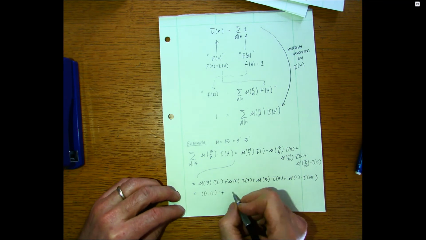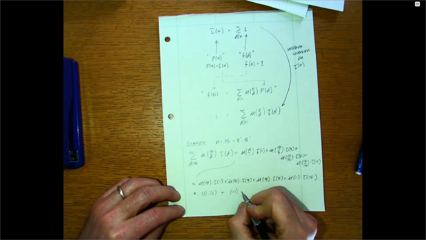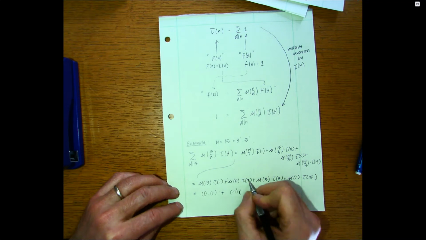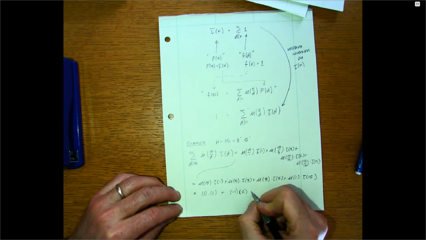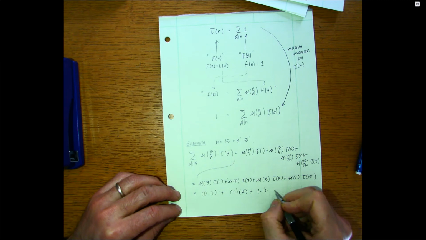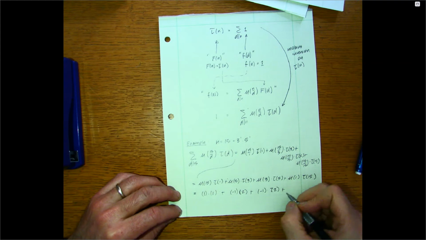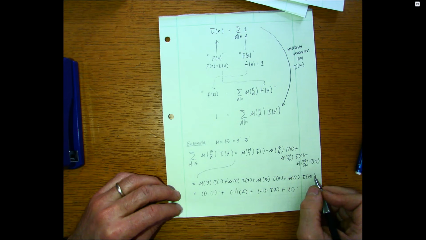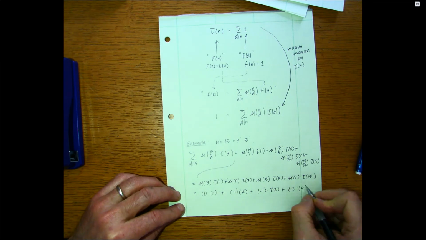Mu of 5 is going to be negative 1, and tau of 3 counts the number of divisors of 3, which is 2. Mu of 3 is also going to be negative 1 times tau of 5, the number of divisors there, of course, is 2. And then mu of 1, which is defined to be 1, times tau of 15, which is the number of divisors of 15, which is 4.